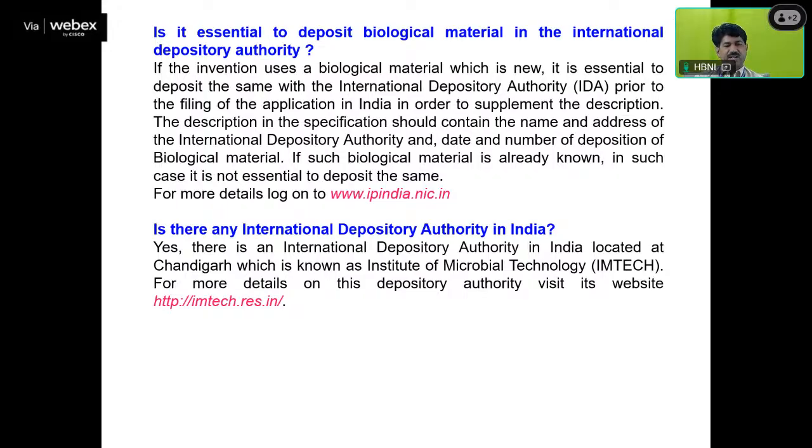So is there any International Depository Authority of India? Yes. There is an International Depository Authority in India located at Chandigarh, which is known as Institute of Microbial Technology, IMTech. So this biological material, if it is related to the particular research for which we are going for patenting, if it is new, has to be submitted to Institute of Microbial Technology, that is in Chandigarh. So these are the various queries, questions, and the various answers related to patent.